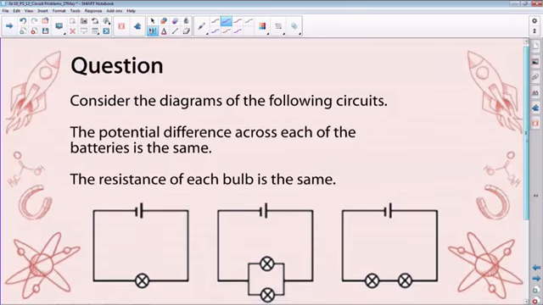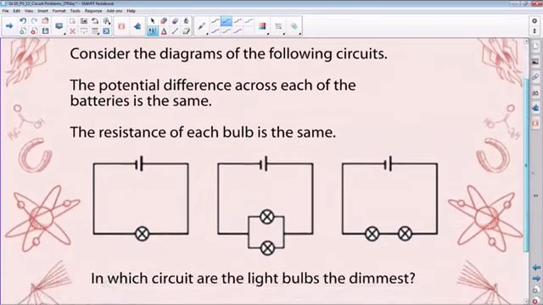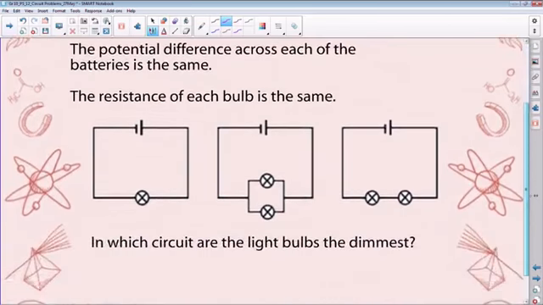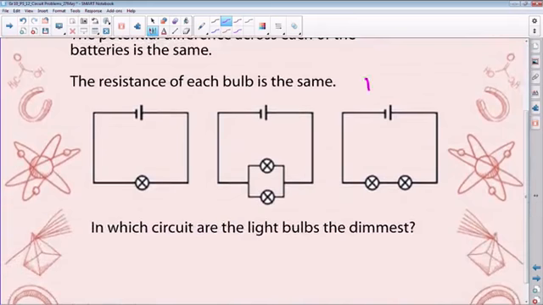It says here the potential difference is the same. It's still the same circuit. The resistance of the bulbs are the same. So these are what we call identical bulbs, which have got the same resistance. So which one of these will burn the dimmest in the circuit?